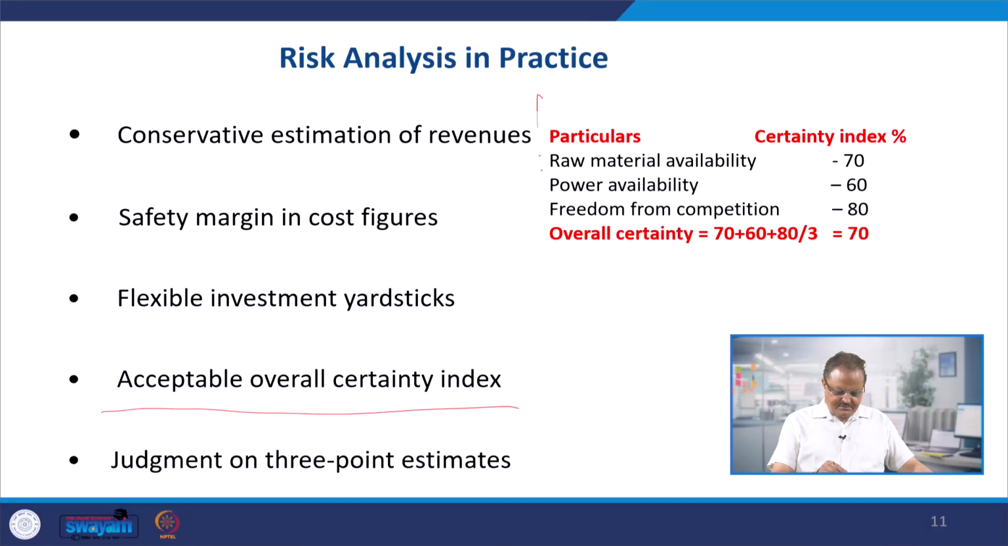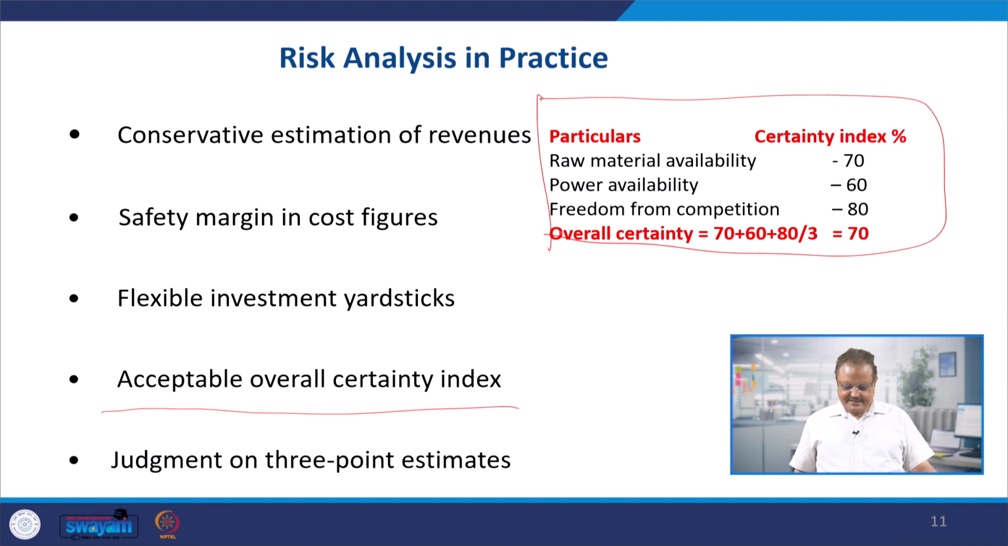But as far as developing a certainty index is concerned, we have tried to develop this concept and explain this method here. On the basis of our experience or with the help of some consultants in the market, we try to assign some certainty to some of the inputs required for the project. For example, we can say that raw material is 70%, we are sure that it is available as per our expectations. Power is also available up to 60%. And freedom from competition is also up to 80%, we are sure that it's going to be there. So when you develop the overall certainty index out of it, you say that it is 70%.